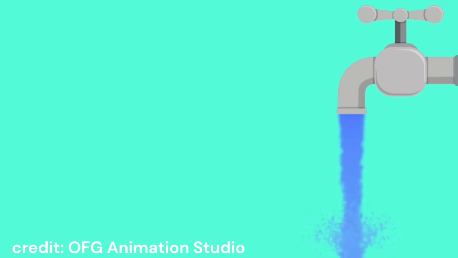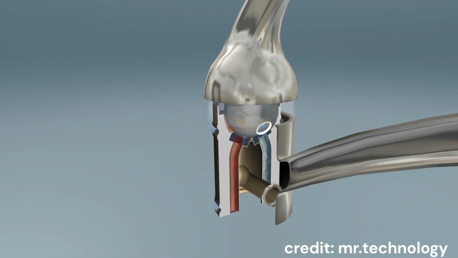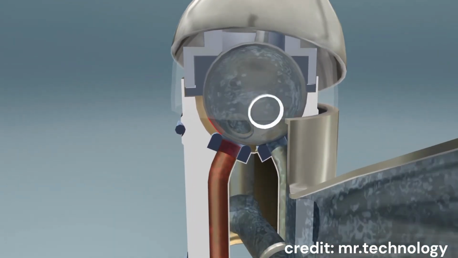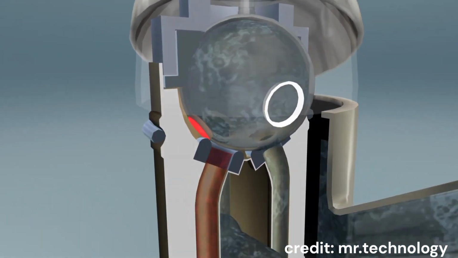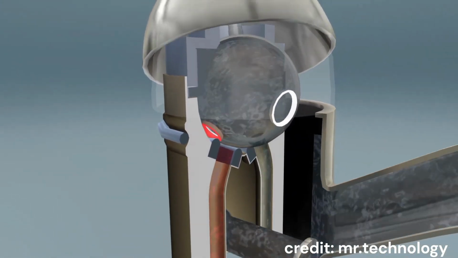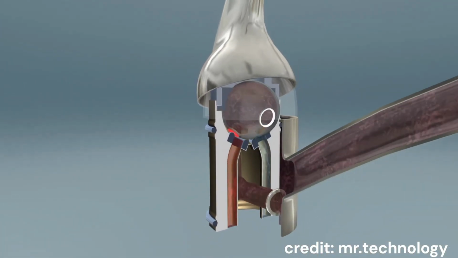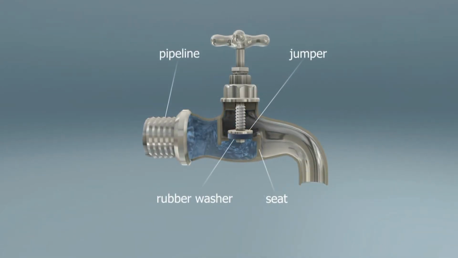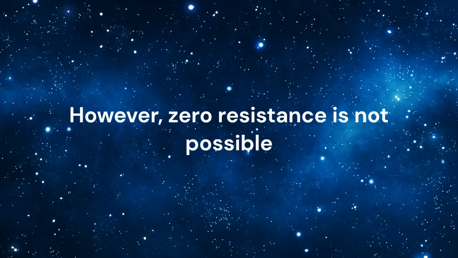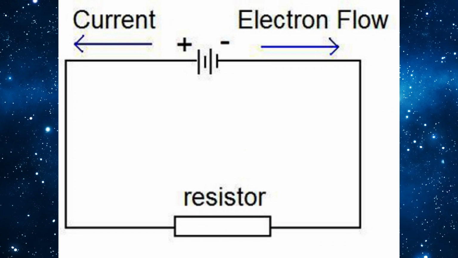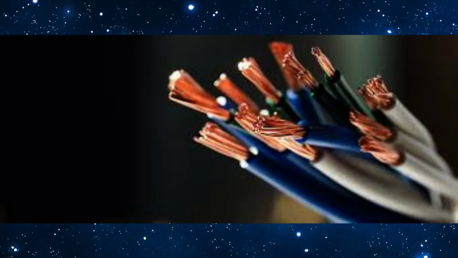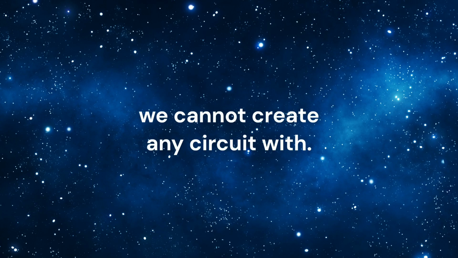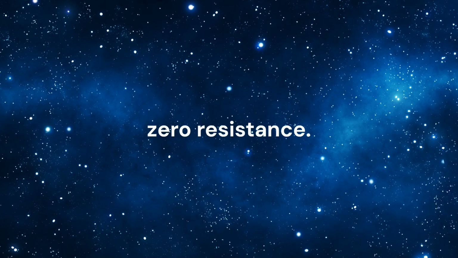However, when the tap is open 20%, the resistance drops to 80%, allowing water to flow. As you open the tap more and more, the resistance through the circuit, a pipe, decreases, and once you open 100% of the tap and water is flowing all the time faster, which means 0% resistance, that also means you want your bucket to be filled as soon as possible. However, zero resistance is not possible in an actual electrical circuit because the wire used in any circuit is not ideal, which is why we cannot create any circuit with zero resistance.